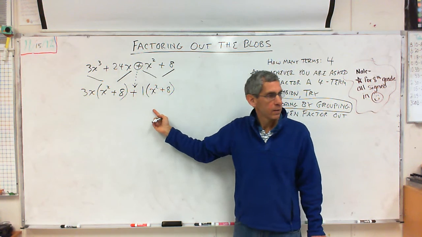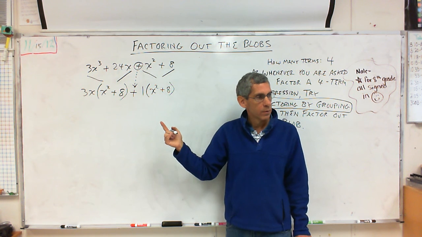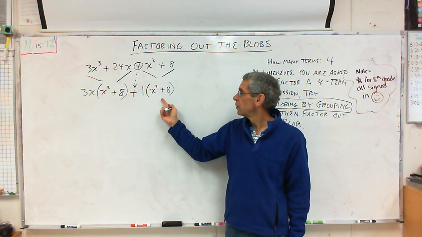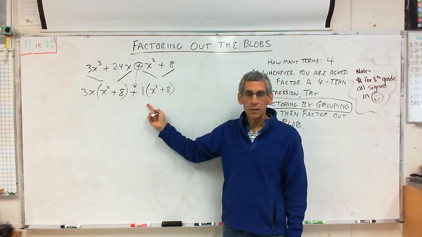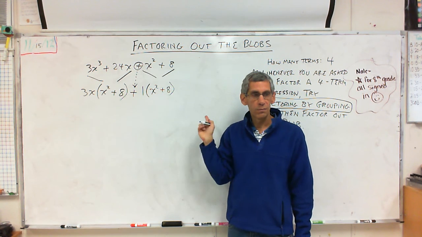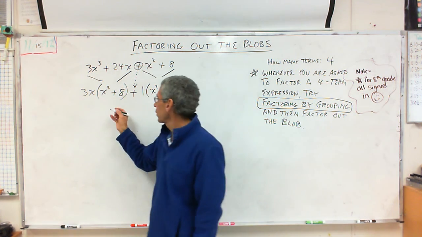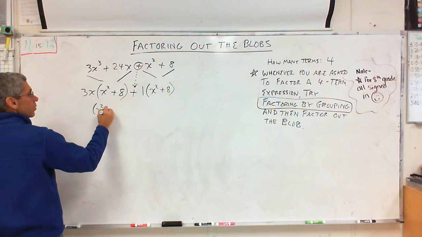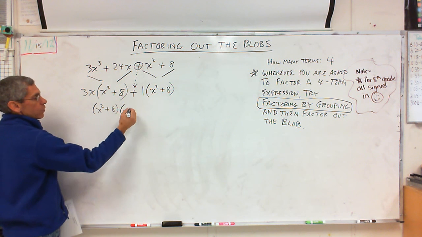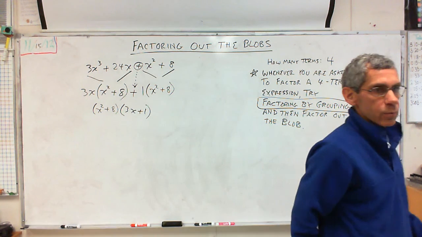Do you all see why? Yeah. If I just left it without parentheses, x squared plus 8, I wouldn't have a blob. Because the blobs are in parentheses, right? Blobs are in parentheses. So you just make sure you do that. So then we're going to do x squared plus 8. I'm factoring out the blob now. 3x plus 1, right? 3x plus 1. And I'm done. Pretty straightforward.